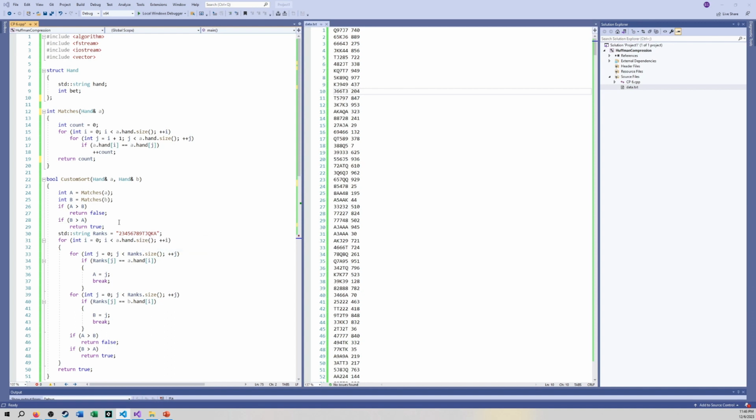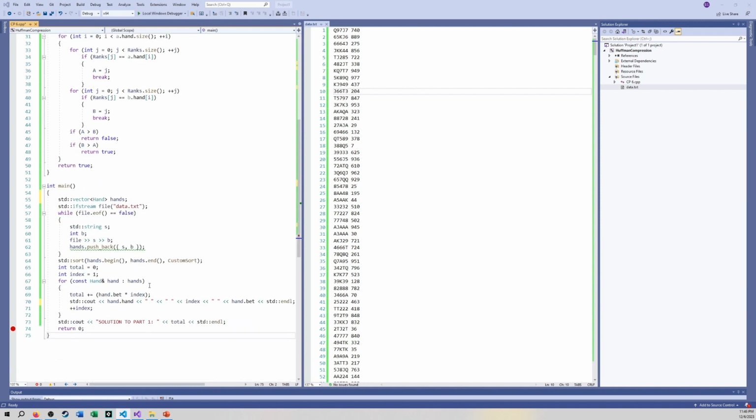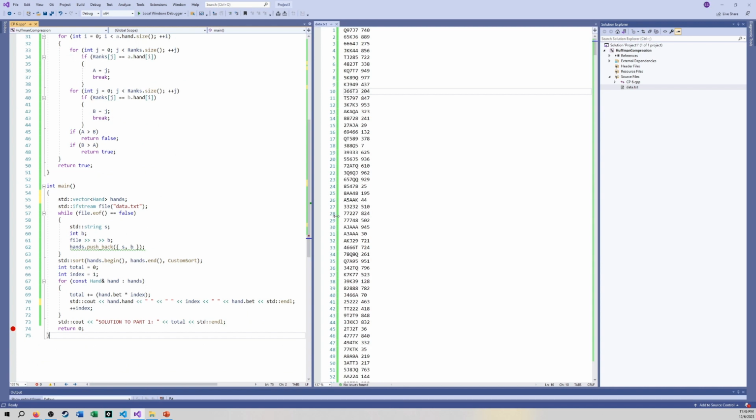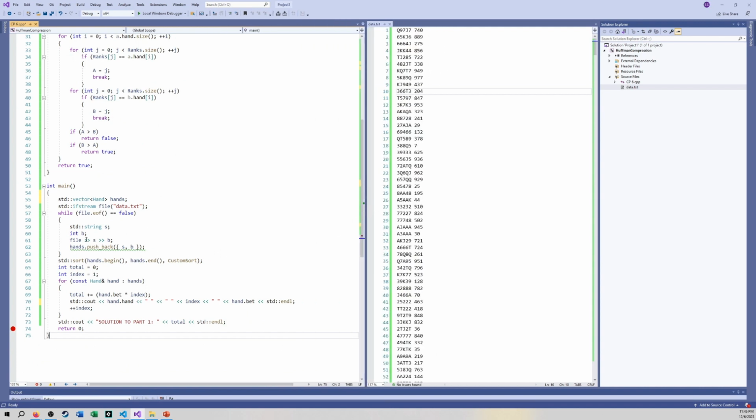So that's the custom sort function that uses the matches as its first differential, and then this is the second differential to get the job done. But the code itself isn't that hard once you have that going on. I get my file, I get my data set, I get everything into my vector of structures, and then I sort by this custom sort function, and then I go through and multiply the index value, or where it is in the list, by the bet that was made, and sum it all up.